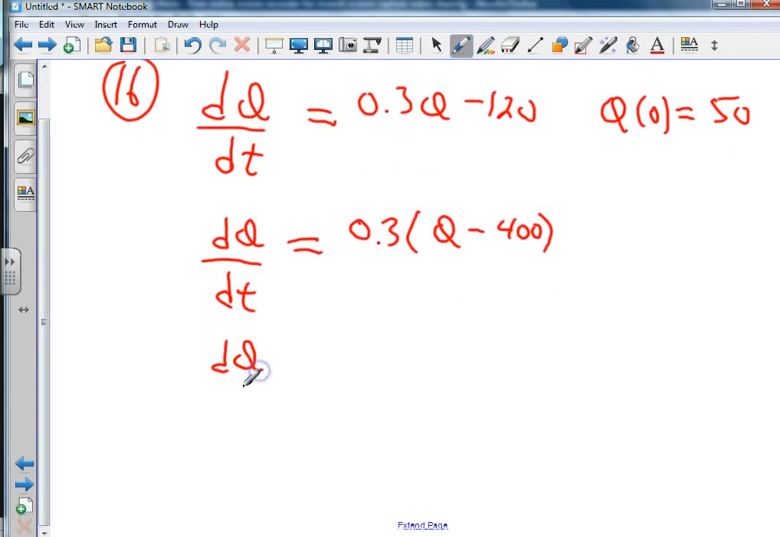dq over q minus 400 equals 0.3 dt. All right, and then integrate both sides.